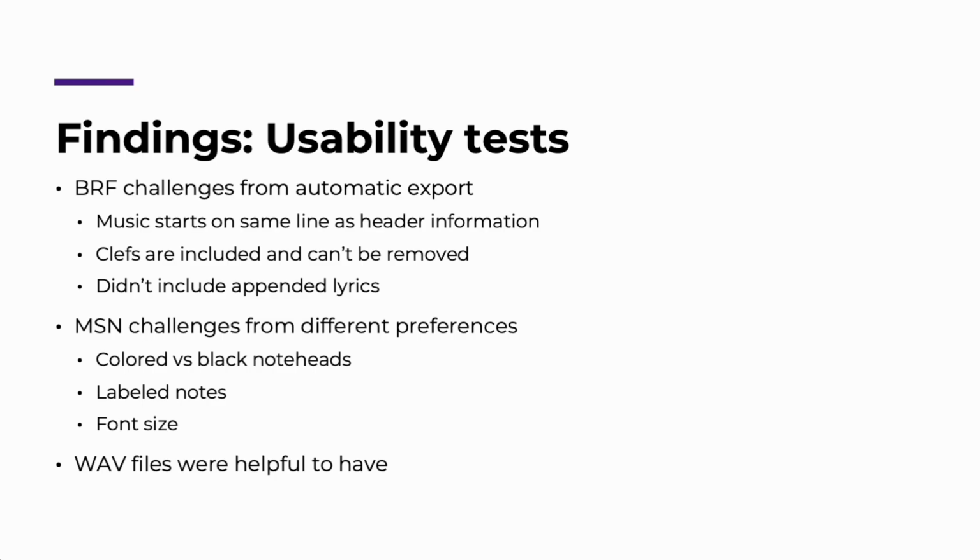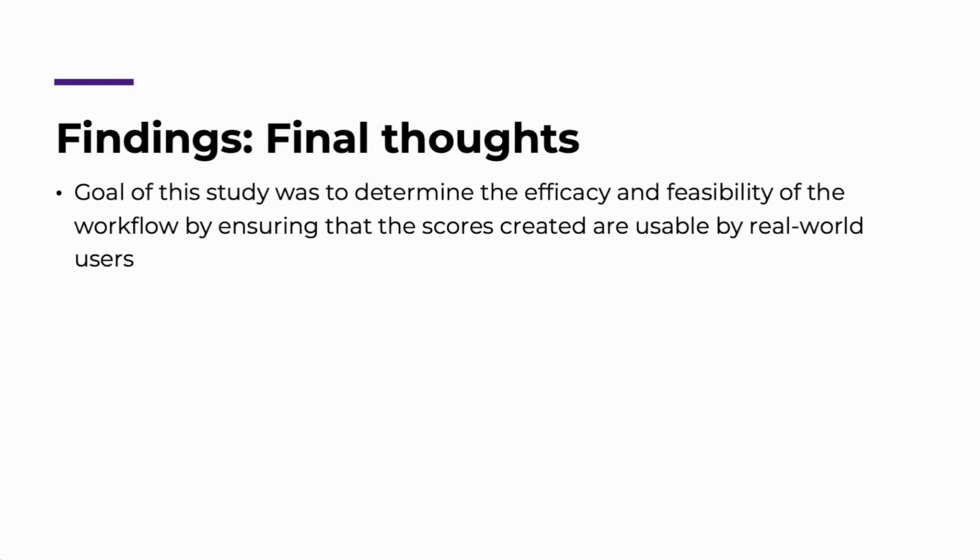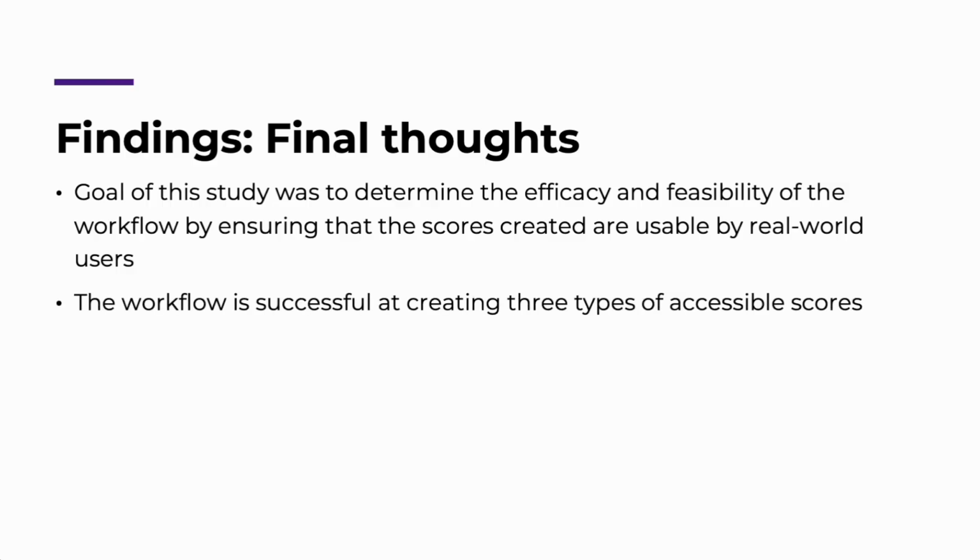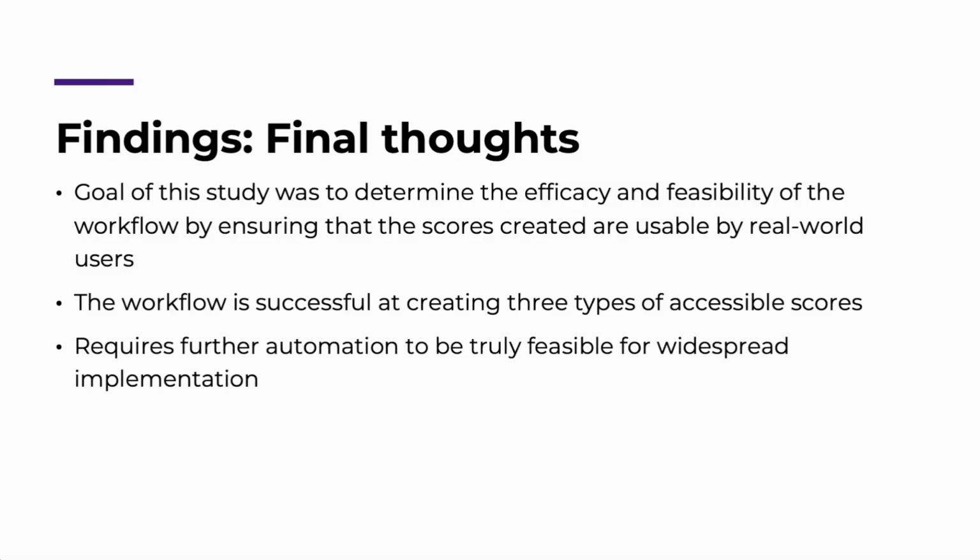However, all participants indicated that they were helpful to have because they helped them hear the score and tell if there were any mistakes or other oddities in it. The primary goal of this study was to determine the efficacy and feasibility of the workflow by ensuring that the scores created are actually usable by real-world users. I found that the workflow is successful at creating 3 types of accessible scores, but that it likely requires further automation to be truly feasible for widespread implementation.